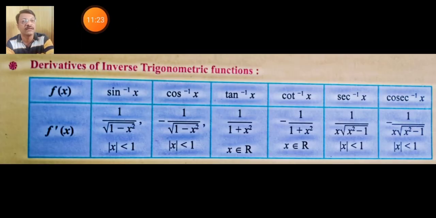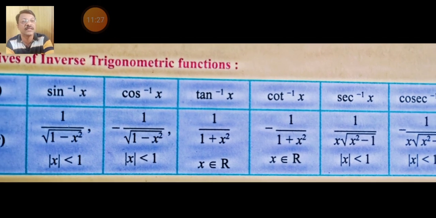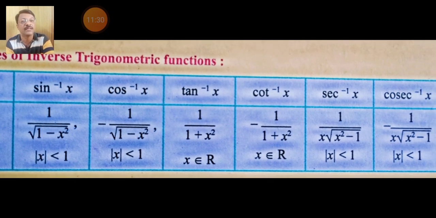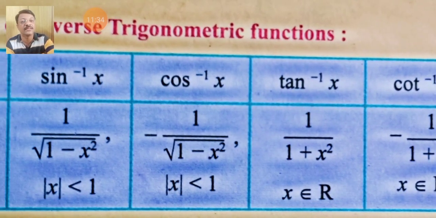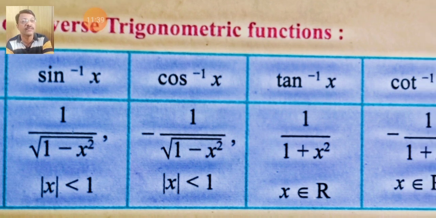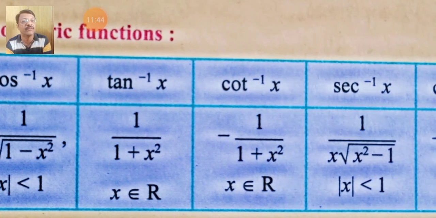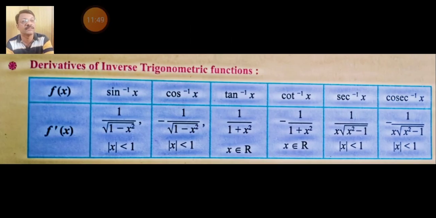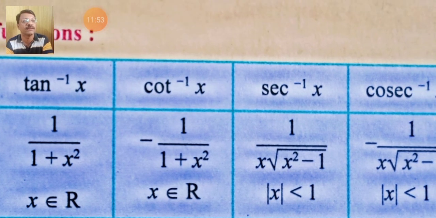So in this manner we have seen the derivatives of the 6 inverse trigonometric functions. Remember them. You can leave these conditions for a while and just remember the derivatives. Sin inverse x and cos inverse x have similar derivatives, not the same but just a sign difference. Then a pair tan inverse x, cot inverse x, then another pair sec inverse x and cosec inverse x. In this manner you can remember these derivatives so that we can use them in the examples.